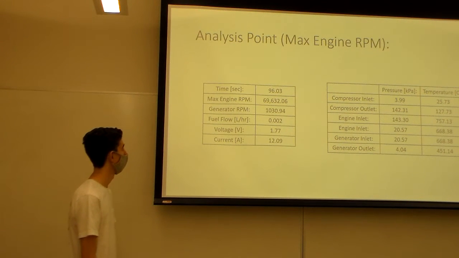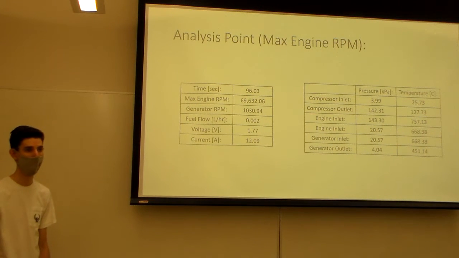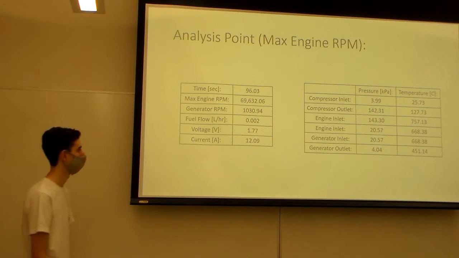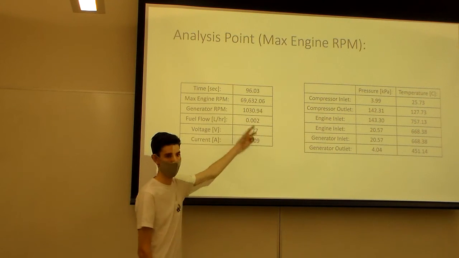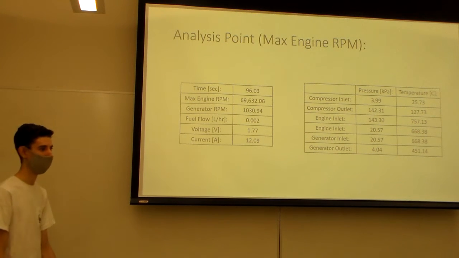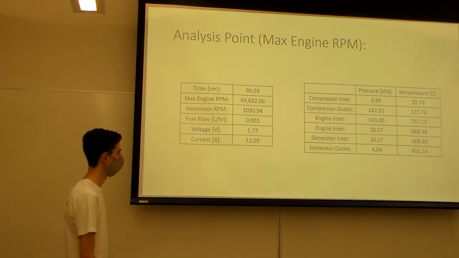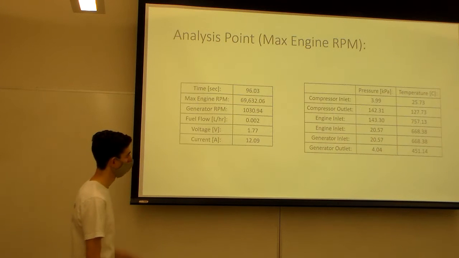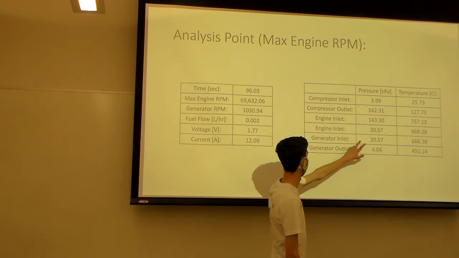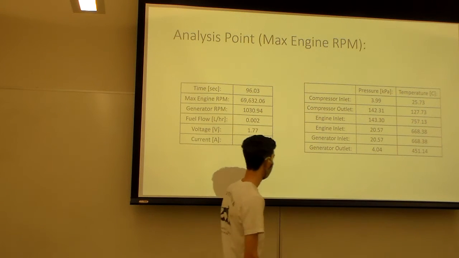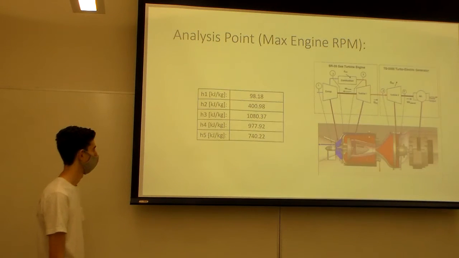All right, I put it in a table. Some of the important points: we had to find the max engine RPM and find the correlating data that went with that. I have that graph, and you can see that the flow rate was 0.002, which I think Cullen's group had around 12 liters per hour. Go back to that one. These are the pressures and temperatures at each inlet and outlet for the compressor, engine, and generator. Go to the next one.